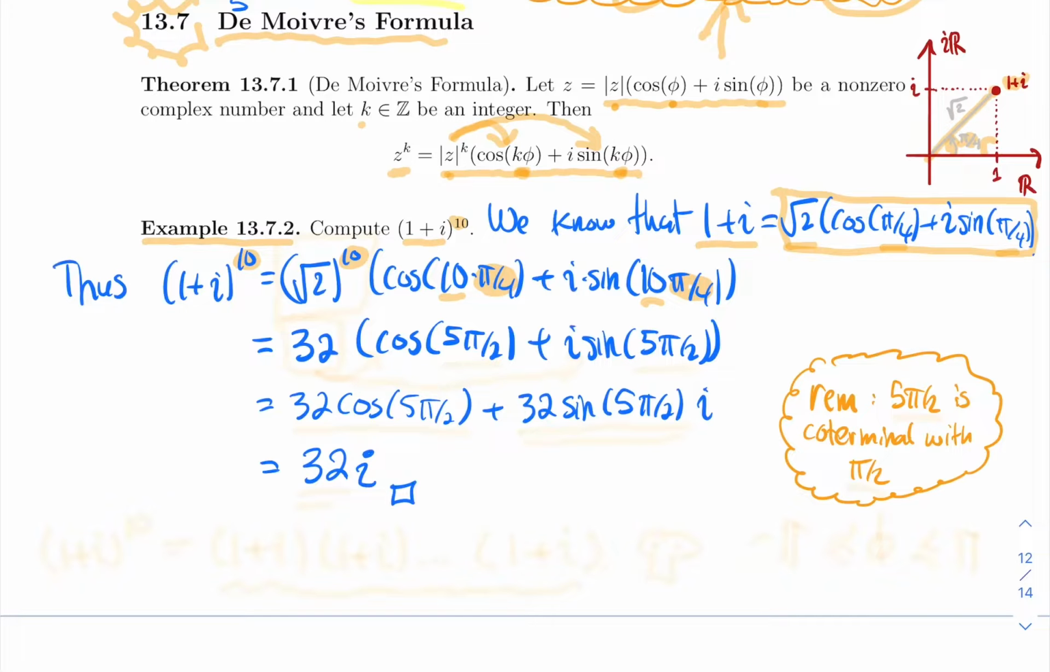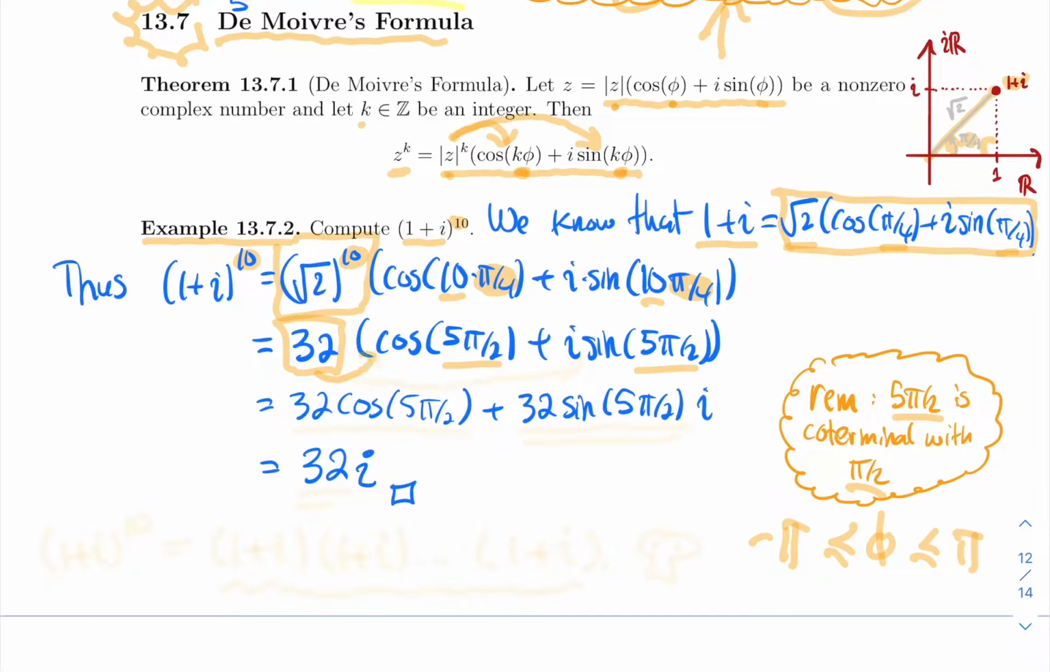Here, root of 2 to the power 10 is 2 to the power 5, which gives you 32, and 10 times pi over 4 simplifies to 5 pi over 2. So this would be the polar form. If you need just the polar form, by the way, 5 pi over 2 is coterminal to pi over 2. So if we are asking you to have phi between, let's say, minus pi and pi, you would need to readjust. But normally, I don't really care about the polar form. I care more about the Cartesian form. So you can leave the argument as 5 pi over 2.